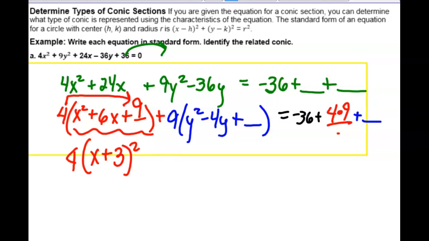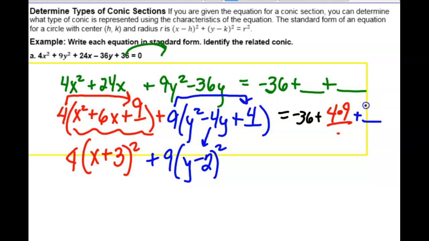And then back here, we have plus 9y squared, oops, just y minus, watch your signs, half of that is minus 2. Squared would be, and then 9 times 4 means we're adding a 36. These two, negative 36 plus 36 is 0. We end up with a 36.